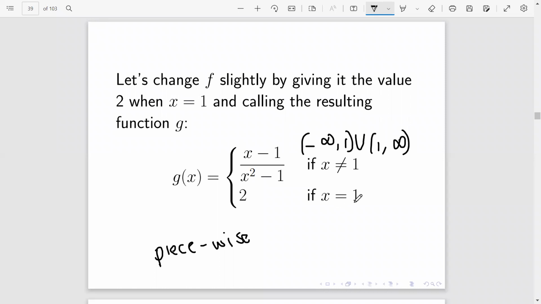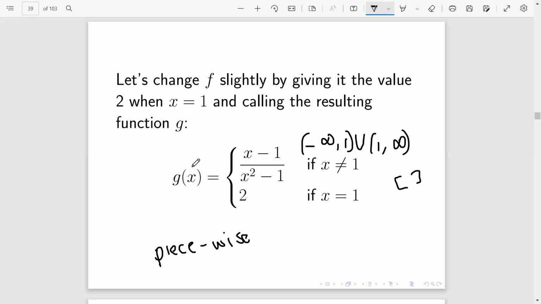But when x is 1, remember that these round brackets mean we're not including 1. If we wanted to include 1, we'd use the square brackets. The square brackets are the ones that say that 1 is included in that interval. But because now we use the round bracket, it means that we're not looking at 1. So when x is equal to 1, we define the function, the y value will be 2.